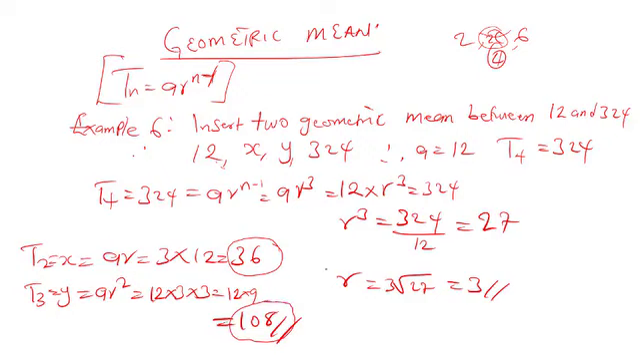So we've succeeded in inserting the two geometric means between 12 and 324.